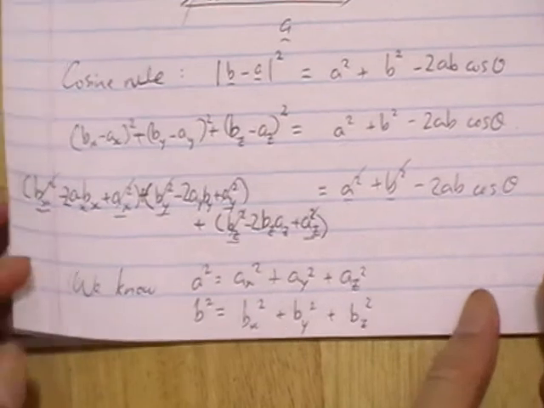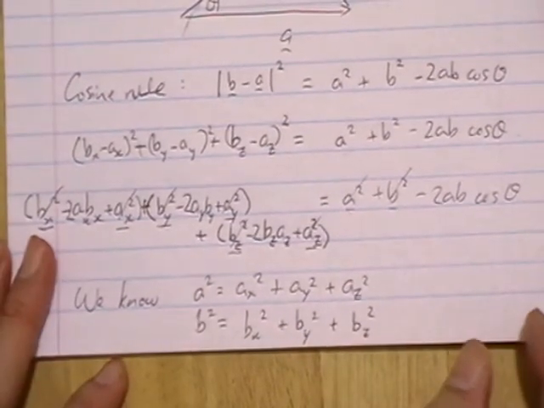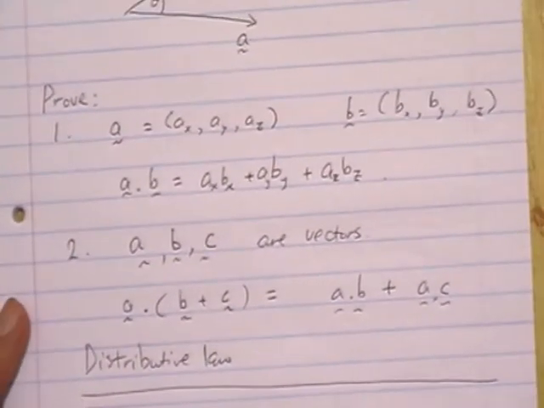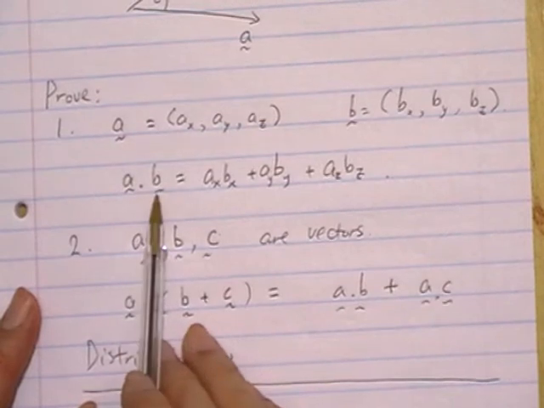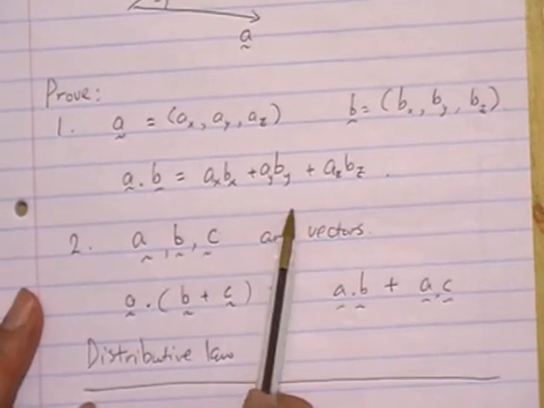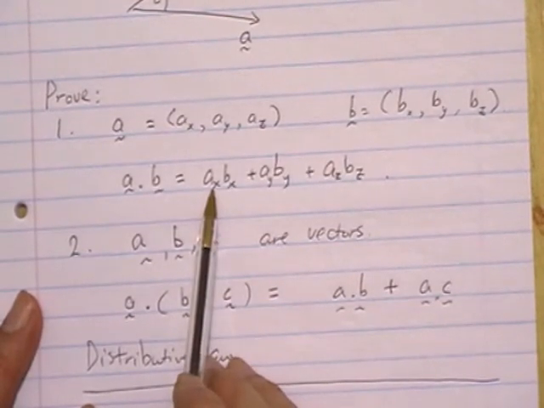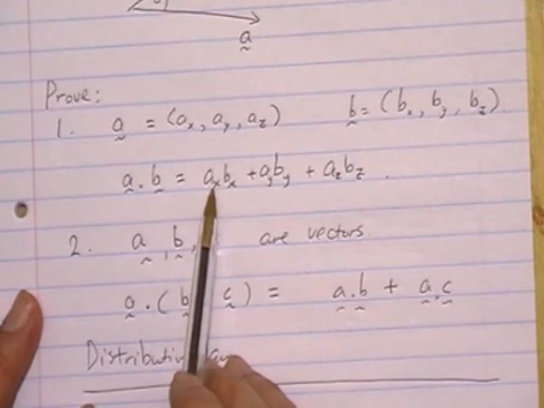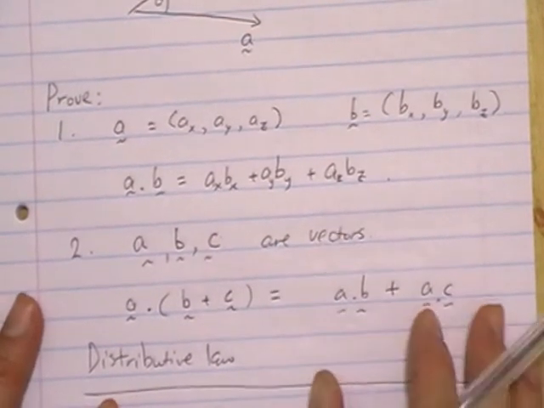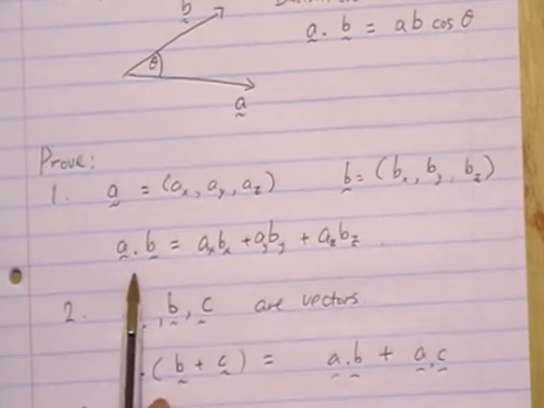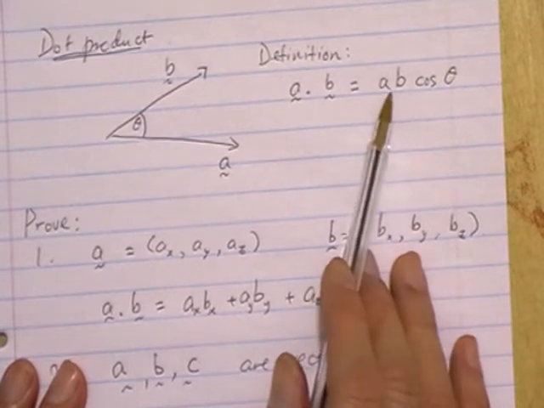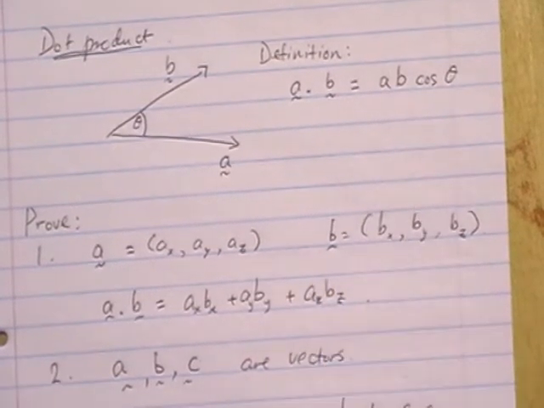Now let's take a step back and think about what we want to prove. We want to prove that a dot b is equal to this thing, where we have corresponding components of a and b multiplied together and then added up. And a dot b itself was defined in terms of the length and the cosine of the angle.